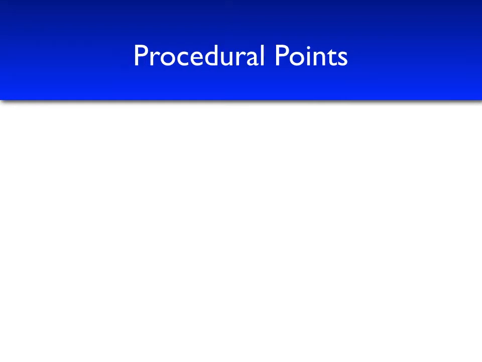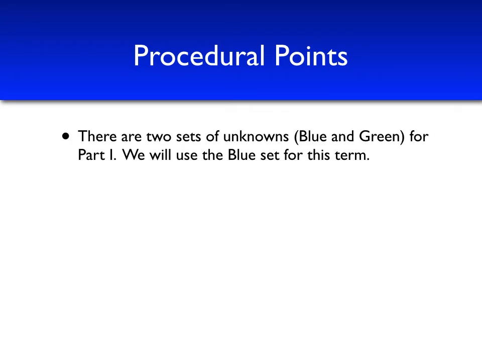Let's take a look at some procedural points for this experiment. It's important to note that typically when we run this experiment, there are two sets of unknown solutions labeled blue and green.